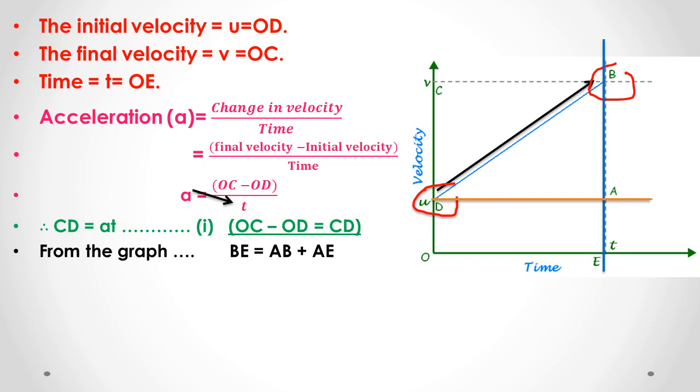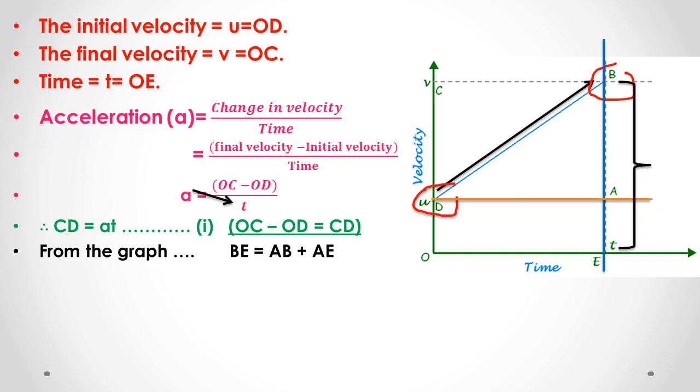Okay, so we have to draw a line parallel to the y-axis, which I have indicated with the orange color. This line is parallel to the y-axis passing through B, and this will cross the x-axis at E. And again we have to draw a line parallel to the x-axis passing through D. This will cross the line BE at A. So the line parallel to the x-axis I have indicated with orange color, and the line which is parallel to the y-axis I have indicated with blue color. So students, from the graph we can say that BE equals AB plus AE.